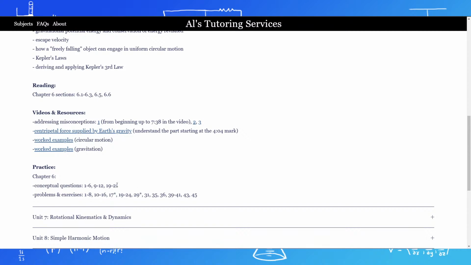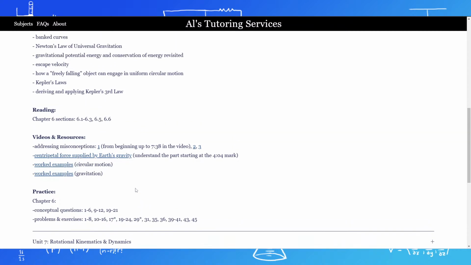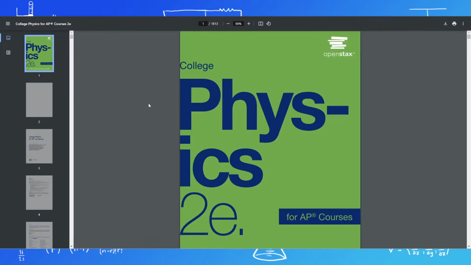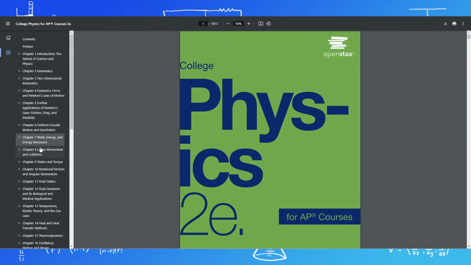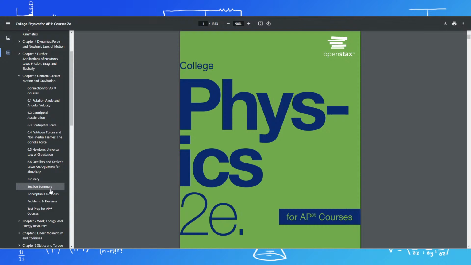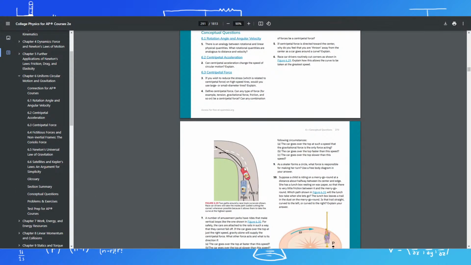I see I've starred 17 and 29. So there's probably something special about them, or I just completely forgot the reason why I starred them. But let's go ahead and look. So uniform circular motion and gravitation. If I go to the conceptual questions, let's see how far we can get with these.